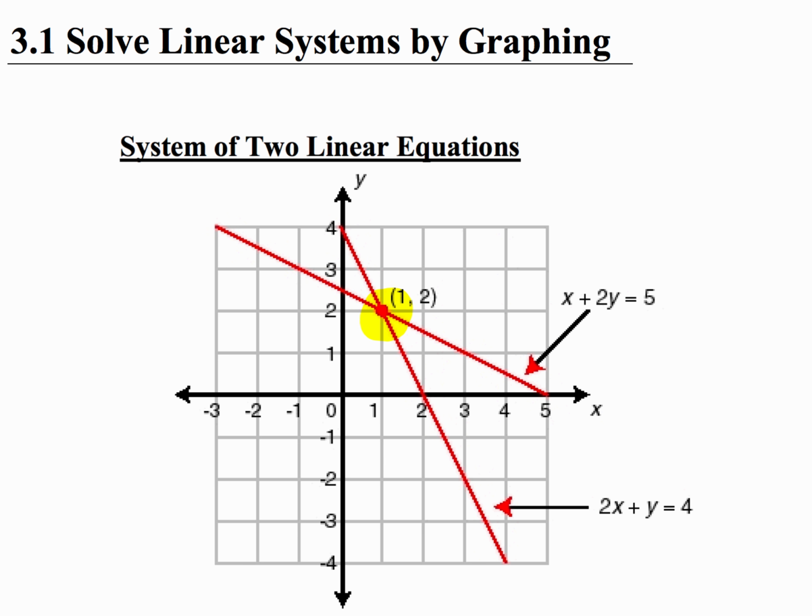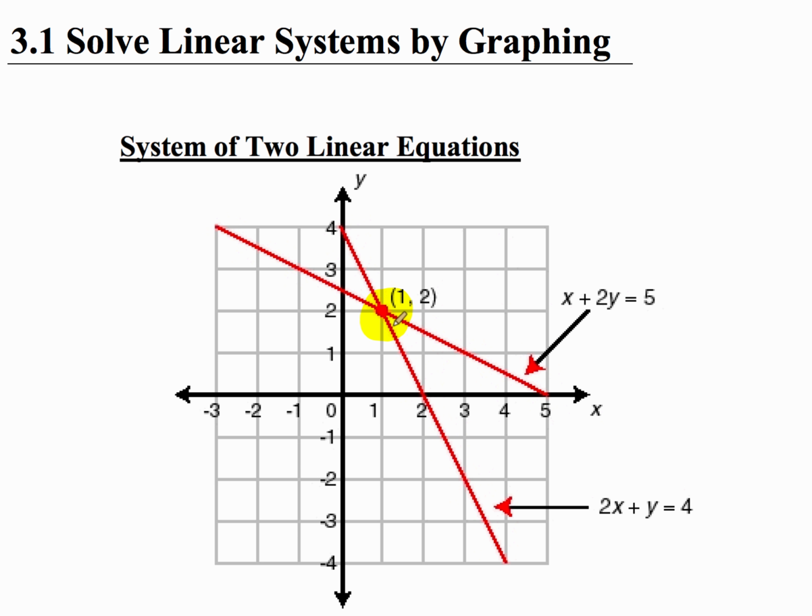A really easy way to find a solution to a linear system is by graphing it. Graphically, it's very easy to see where that solution is. If we take a look here at this example of two linear equations that have been graphed, you can see that the equations are x plus 2y equals 5 and 2x plus y equals 4. Those are the two equations that we graphed.